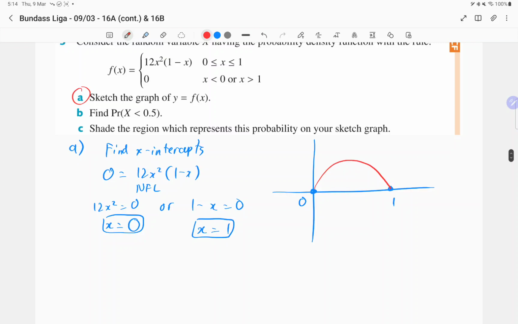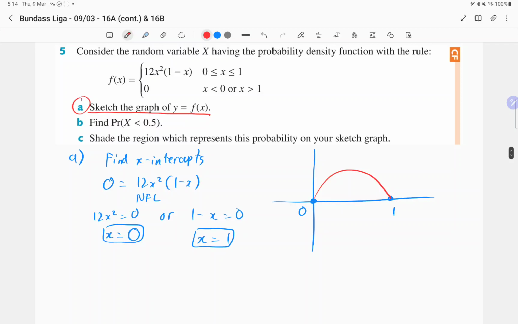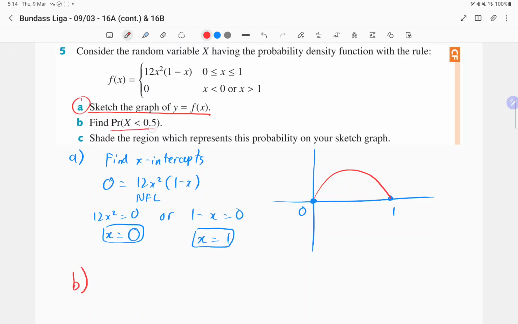We just need to sketch it, because normally when you see a sketch like that, it's like a mixture between a calculator and non-calculator. So this first part should be a calculator one, so for you guys, just need to copy over the graph, right? And then now for part B, how do we find probability x is less than 0.5?